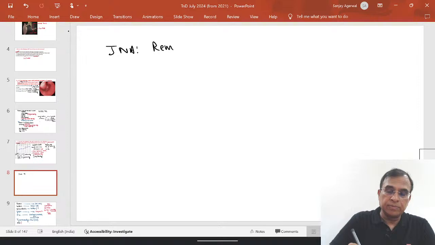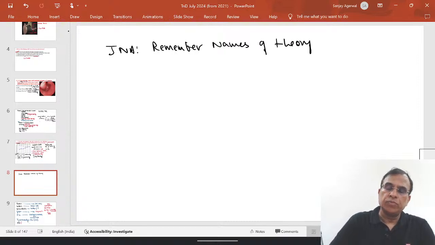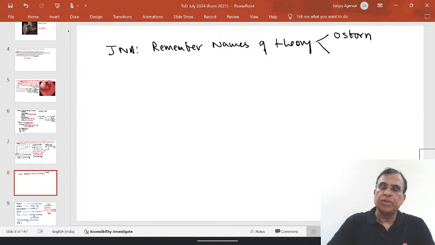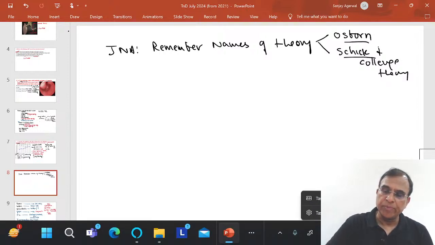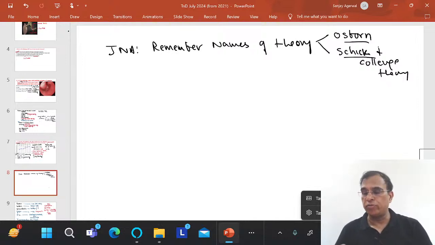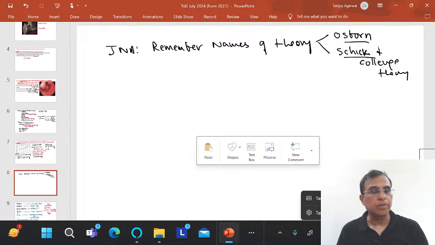Remember the names of the theories. You don't have to remember the whole theory. One is Osborne theory, you have to remember, and the other is Sick and colleagues theory. So remember these two names only. You don't have to remember that there are 11 theories actually. You don't have to know, because these are the two most acceptable theories. The rest of the theories are outdated, so you don't have to know the rest of them.